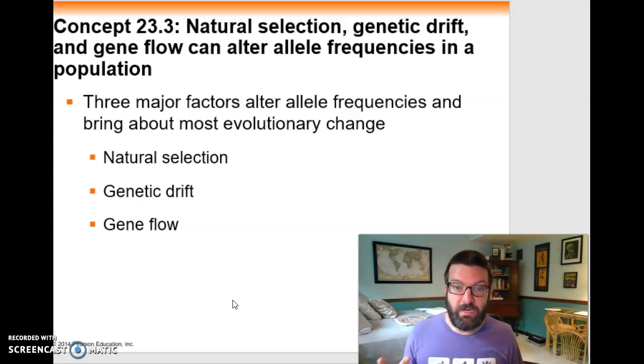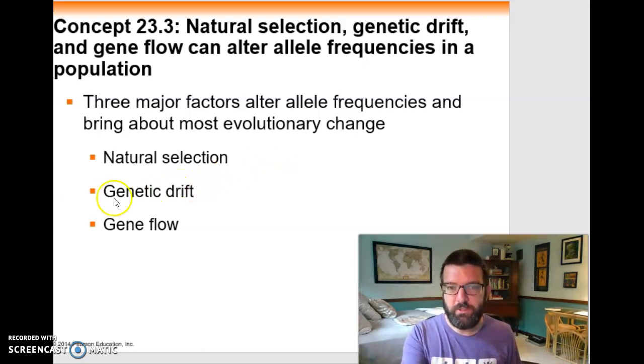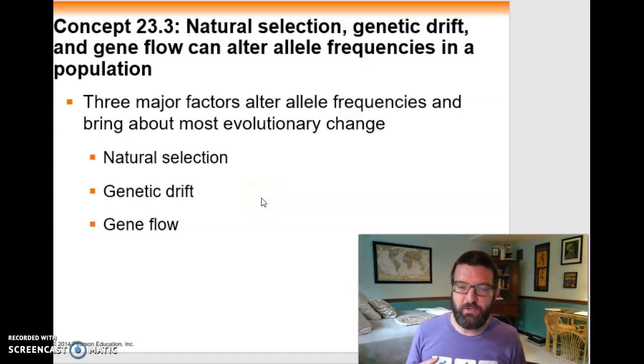In terms of random mating, one of those other assumptions, that has to do with sexual selection, which ties into natural selection. It's a type of natural selection. So we'll talk about that within that context. And in terms of large population size, right, we're going to talk about genetic drift, because genetic drift is actually what causes that evolution. Genetic drift, or the effect of randomness on allele frequencies, is just more pronounced in smaller populations.